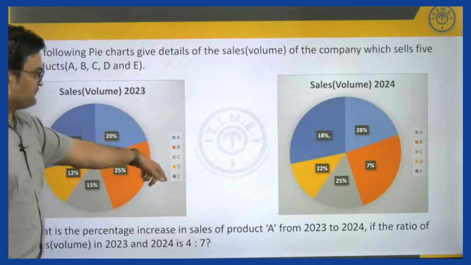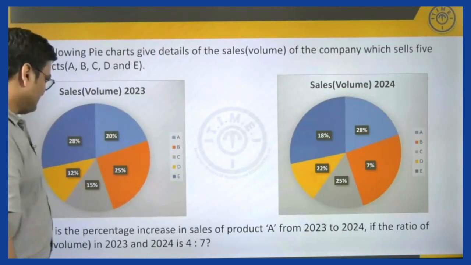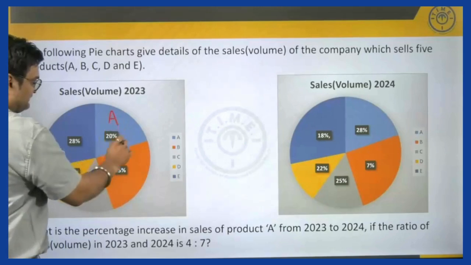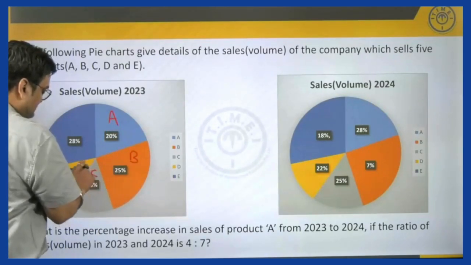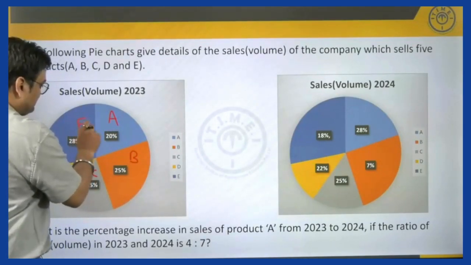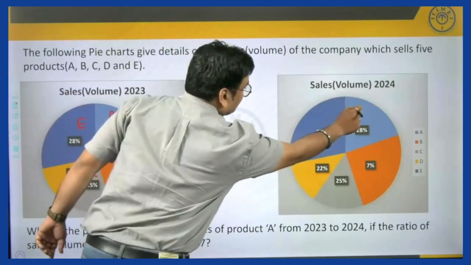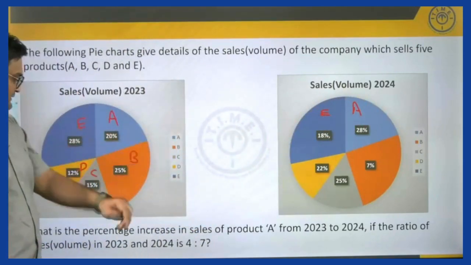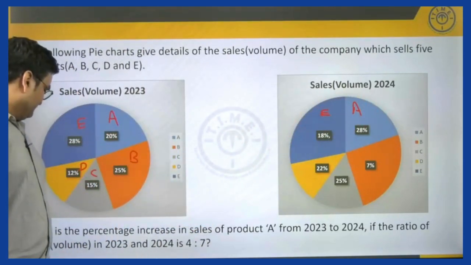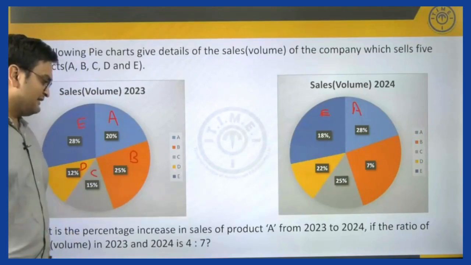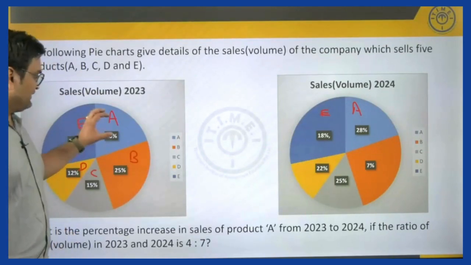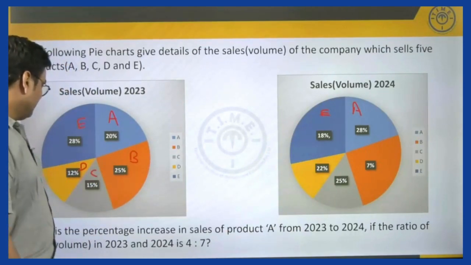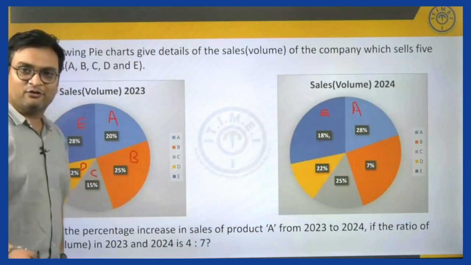So as we can see, there are 5 products in each of the year, right. So A is 20% here. This is B, this is C, this is D, this is E. Likewise, A to E are marked there. The colors are marked. Now the question based on this is, what is the percentage increase in sales of product A? So A from here to there, right, from 23 to 24, if the ratio of the sales volume in 23 and 24 is 4:7.